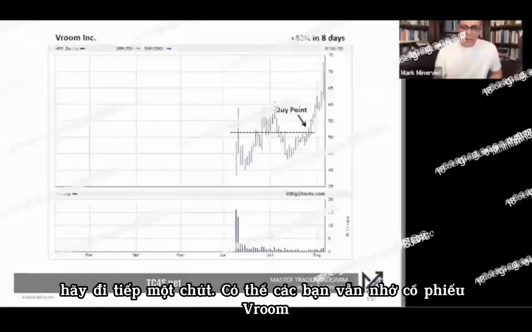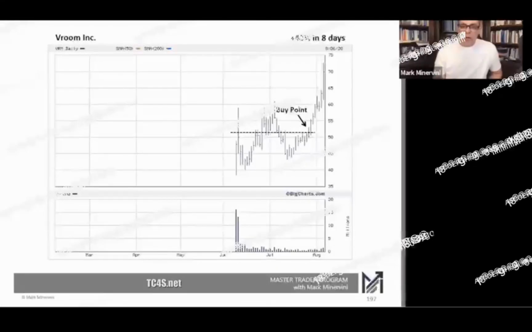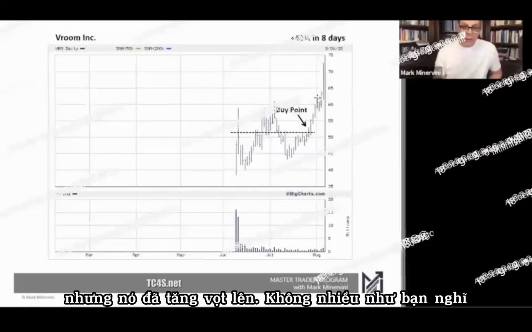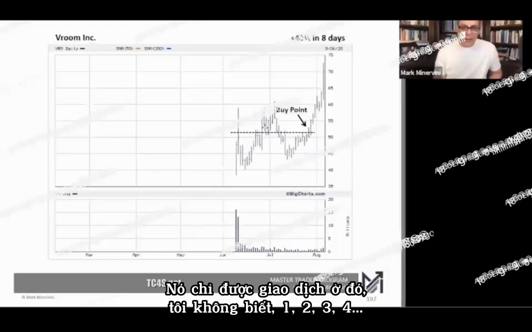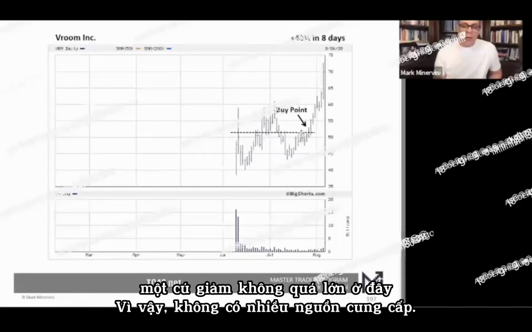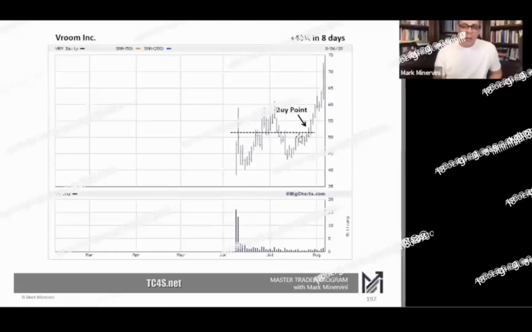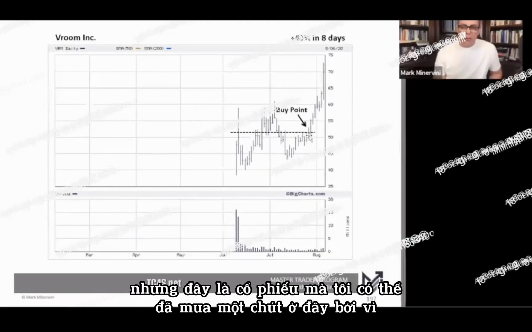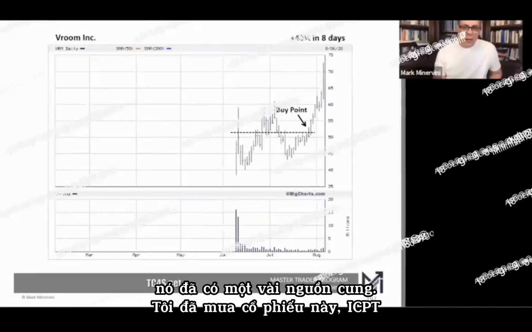All right, let's move on a few more. You might remember Vroom, VRM. So this had some supply here, but it came ripping out quite nicely. Not much though. You're only trading there for, I don't know, maybe 8, 9 days. You traded above that level, not a very huge decline here. So not a lot of supply. I did not buy this, but this is one that I probably would have been buying very lightly, because it did have some supply.